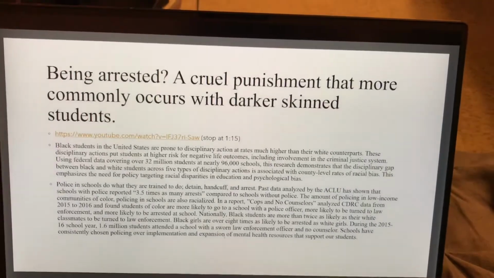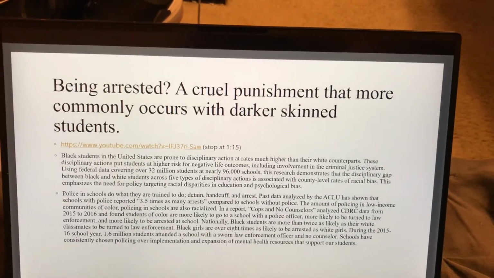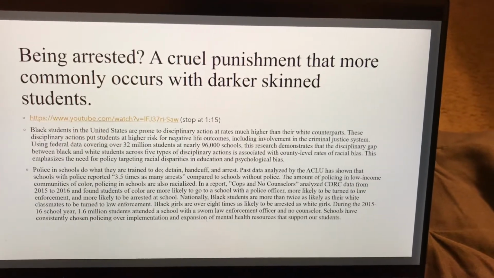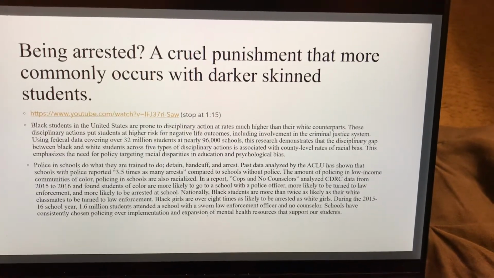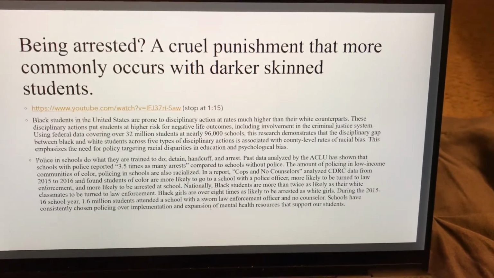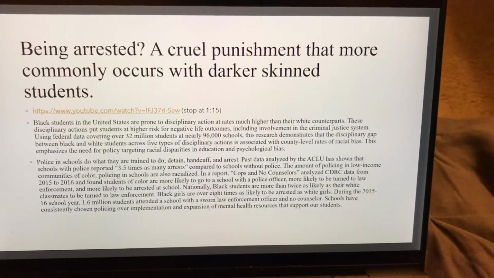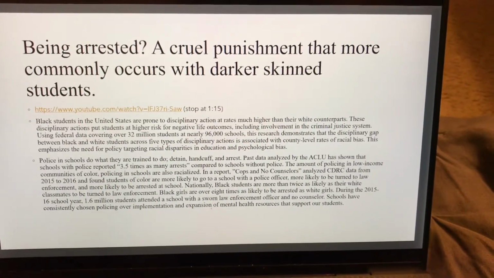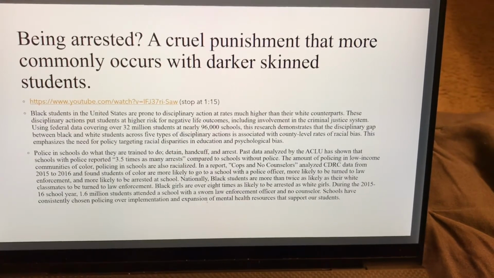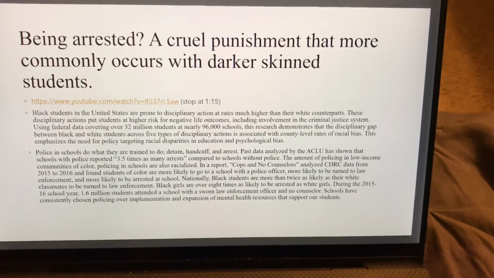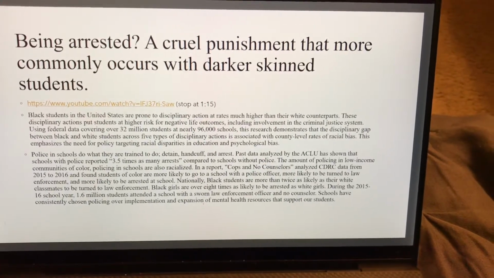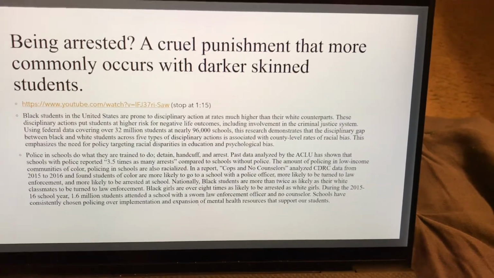Being arrested is a cruel punishment that more commonly occurs with darker-skinned students. Black students in the United States are subject to disciplinary action at rates much higher than their white counterparts. These disciplinary actions put students at a higher risk of negative life outcomes, including involvement in the criminal justice system. Using federal data covering 3 million students at nearly 96,000 schools, this research demonstrates that the disciplinary gap between Black and white students across 5 types of disciplinary actions is associated with county-level rates of social biases.